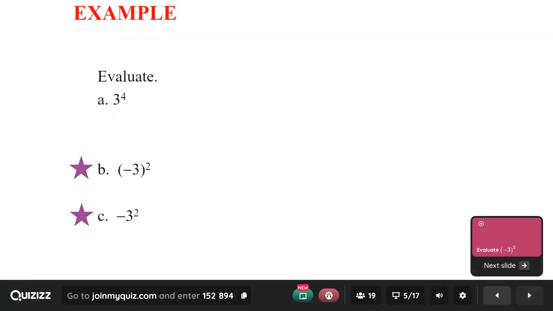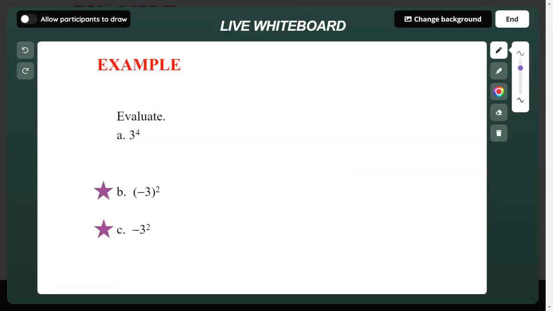So let's look at evaluating now. I have 3 to the 4th power. That means I've got 3 times 3 times 3 over and over, 4 times. Well, what's 3 times 3? And then 3 again. And then 3 again. 81.